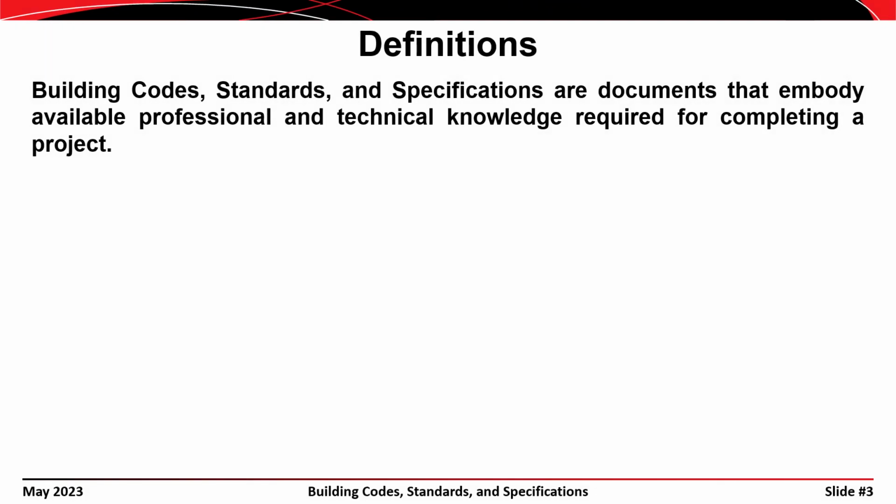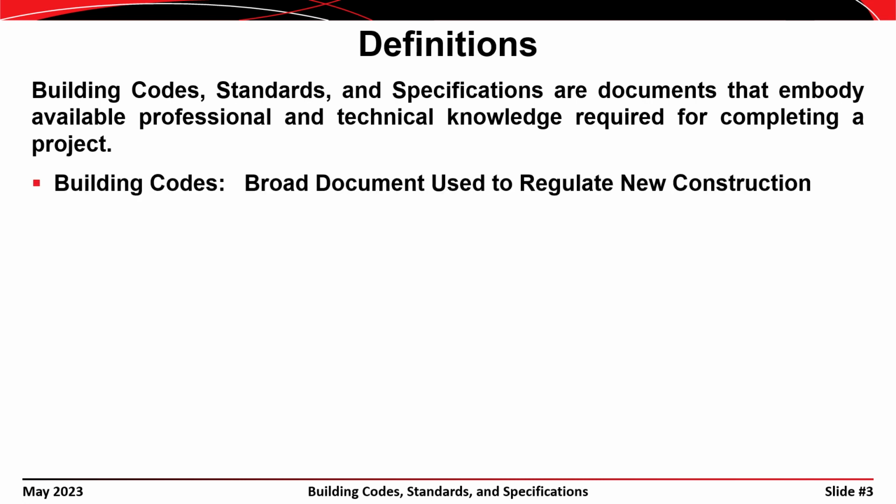There are three types of documents that engineers use on a day-to-day basis in their design work. Codes, standards, and specifications represent the available professional and technical knowledge that is required for completing a project. Codes contain a set of rules or regulations that must be met for new construction to ensure that people are safe. For example, a building code might include a provision that requires spindles in a railing to be spaced such that a sphere 4 inches in diameter cannot pass between them, and that the railing be able to resist a lateral load of 150 pounds at a height of 36 inches above the ground.